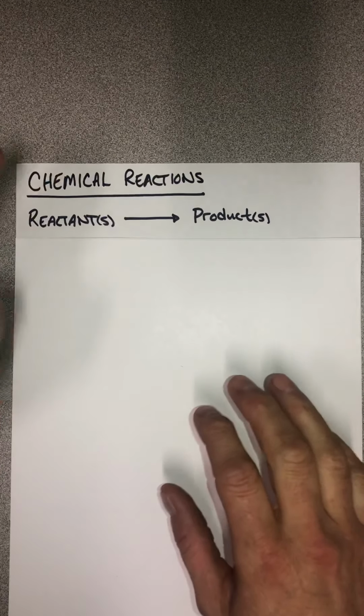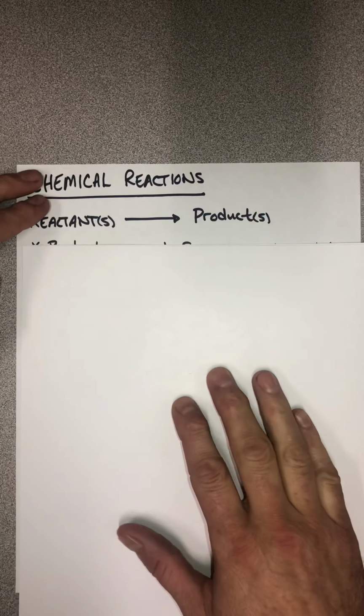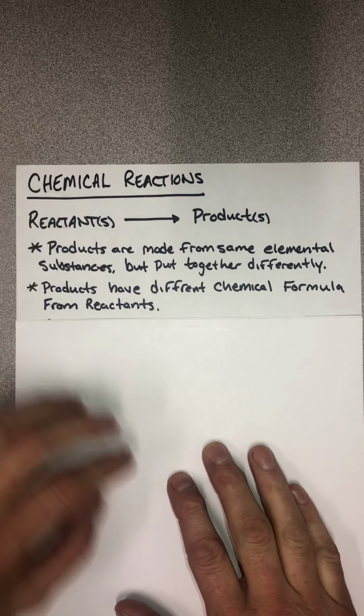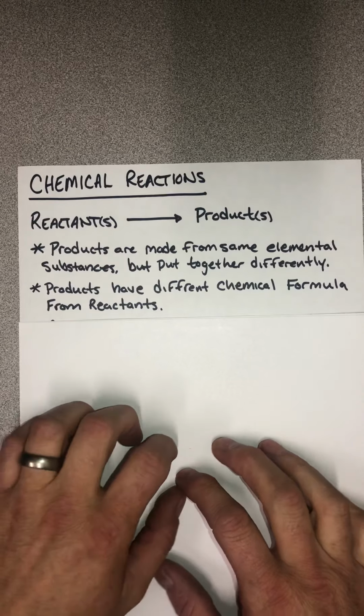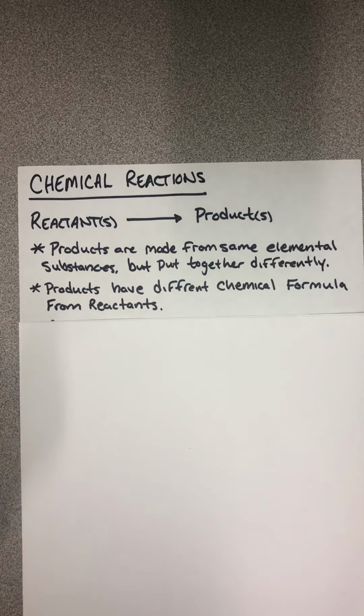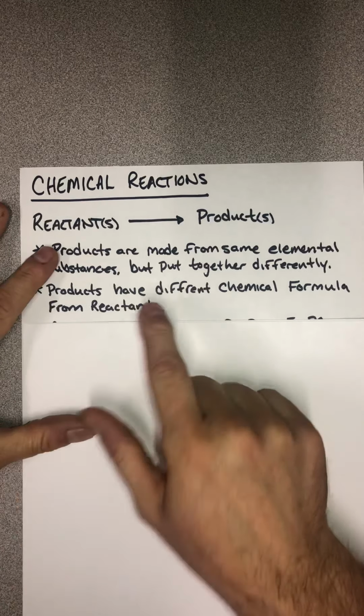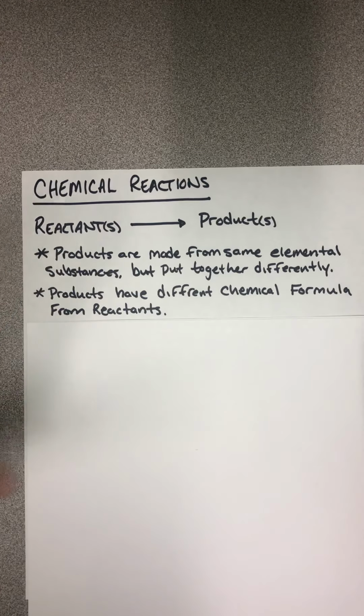Okay, some things to think about with reactants and products are like this. So products are made from the same elemental substances as the reactants were, but the elemental substances are put together differently. And that means that the products will have different chemical formulas than the reactants did. And that's what really signifies that some chemistry has occurred.